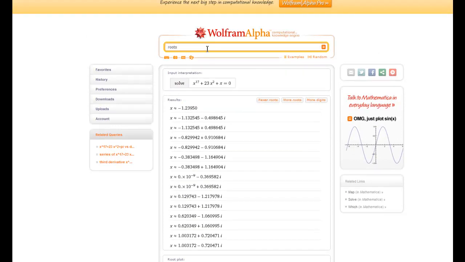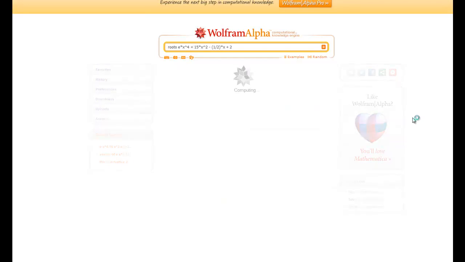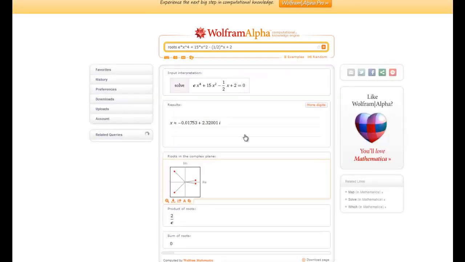Maybe we'll do one more. How about e times x to the 4th minus 15 times x squared minus 1/2 times x plus 2. So all of the roots of this one ended up being real. That wasn't that interesting. Let's try changing the sign of one of the coefficients.